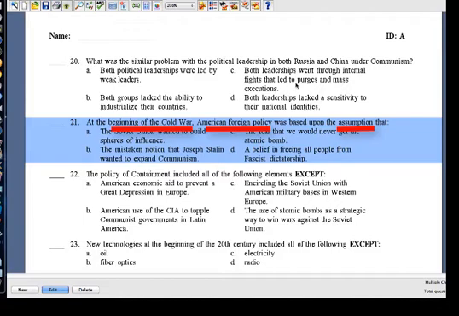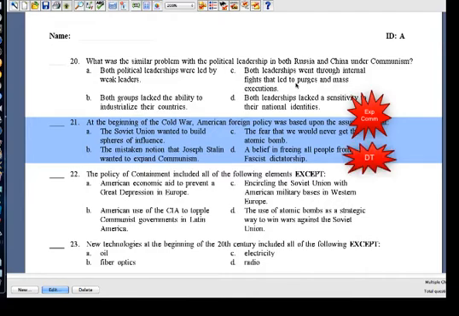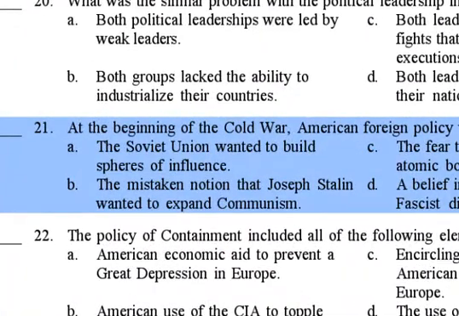After that, I'm going to predict in the right or the left about what the answer would be. My predictions are going to be expansion of communism or domino theory. Notice I'm going to abbreviate the words. Now, I'm going to try and eliminate based on my predictions. A. The Soviet Union wanted to build spheres of influence. Well, that's true. They did want to do that, but that's not the assumption of the American foreign policy leaders, so I can eliminate that.